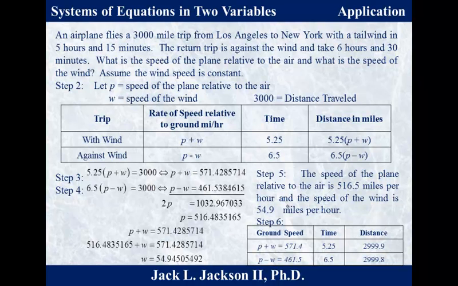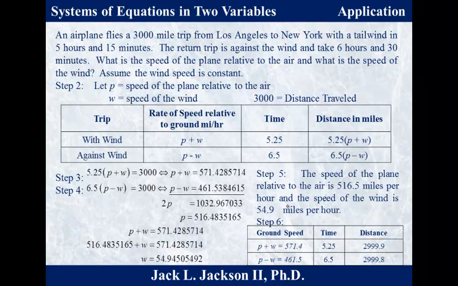So in step 6, we're going to check it. Notice that P plus W, we've already found that, is 571.4 miles per hour. That's the speed relative to the ground, and they did that for 5.25 hours. Oh, by the way, notice I had to convert 15 minutes to a decimal part of an hour: 15 divided by 60 is 0.25. Then multiply those together. 571.4 miles per hour times 5.25 hours equals, right at 3,000 miles as needed.